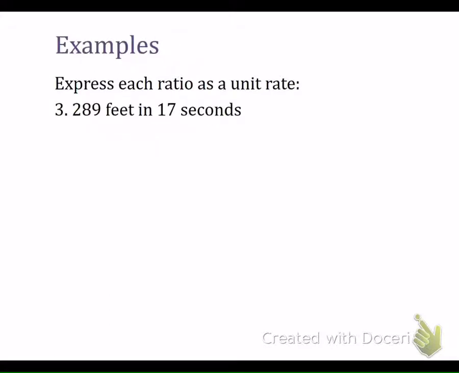All right. Here is number 3. 289 feet in 17 seconds. I want to write this as a unit rate. First thing I do is write it as a ratio. So just 289 over 17. Keep the labels with each. What do I want to divide these by? 17. And I know 17 divided by 17 is already going to give me 1. That's why I picked it. So you're basically just dividing this number by this number. What would you get? What's 289 divided by 17?